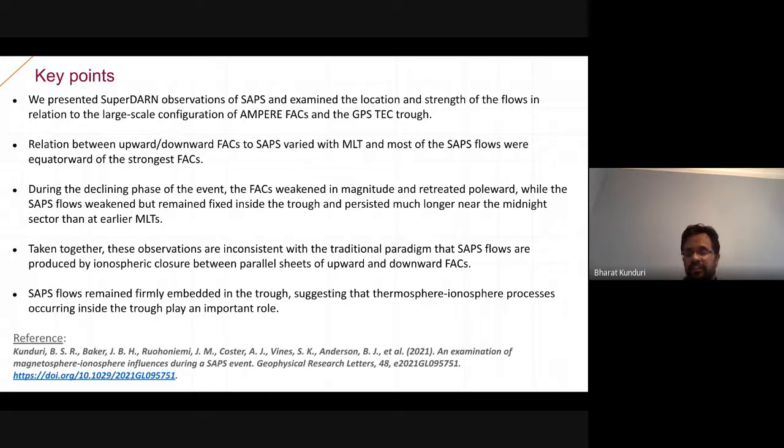And ionosphere-thermosphere processes could be dominating towards the declining phase of geomagnetic activity, and they might be playing an important role in sustaining SAPS flows, if not driving them, towards the end of this event. So that concludes this chapter.